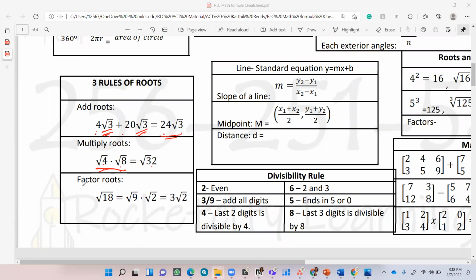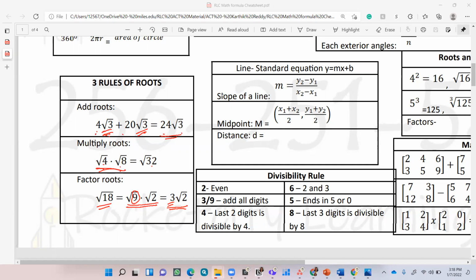If you want to factor the roots, you can divide this into factors. So 9 times 2. It's always a good idea to keep in mind the perfect squares, so that we can get them out of the root. So 9 comes out as 3, and then 2 stays.